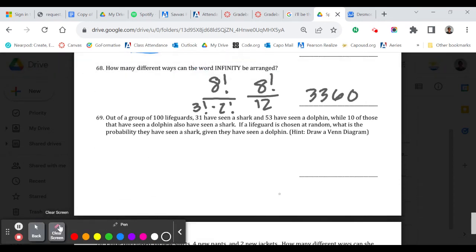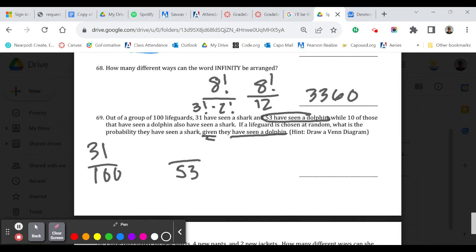All right. Group of 100 lifeguards. So we should have a sample size of 100, but we're going to have a given information that's going to reduce my sample space. So 31 saw a shark, 53 saw a dolphin, 10 saw both. If a lifeguard is chosen at random, what is the probability he's seen a shark? If I stop right there, it'd be 31 out of 100. But it says given they've seen a dolphin. So that 100 breaks down to 53 because it's given they've seen a dolphin. So I'm only focusing on those 53. Out of those 53, how many have seen a shark? 10, because 10 have seen both. So it's just 10 over 53.